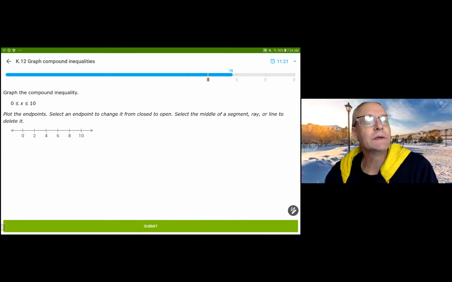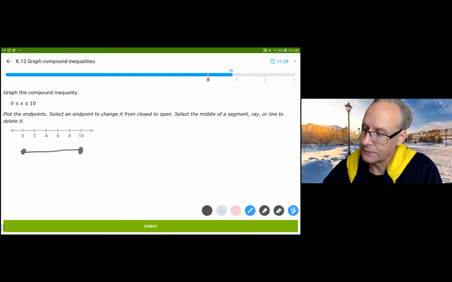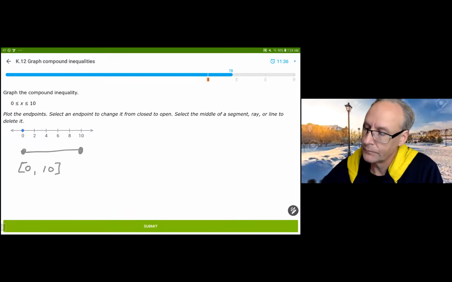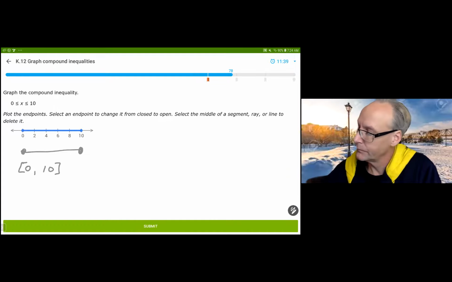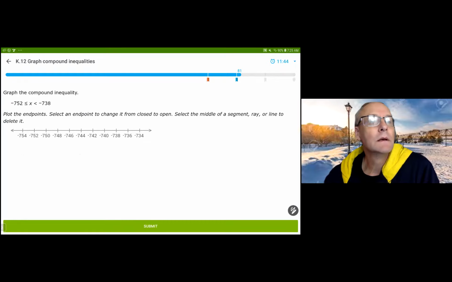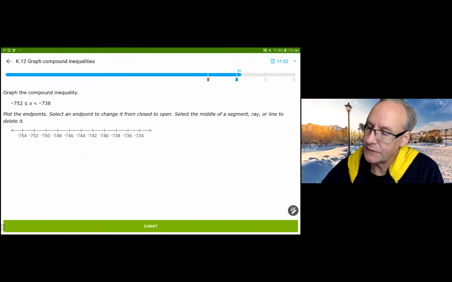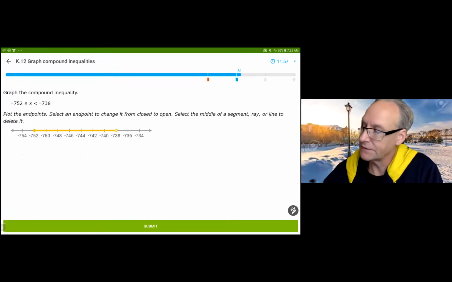This time x is between 0 and 10 inclusive. So we're talking about 0 and 10 inclusive, which has the brackets. -752. I think I'm just going to go ahead and just do the graphs from now on. Looks like we have -752 all the way up to -738, and -738 is not included.